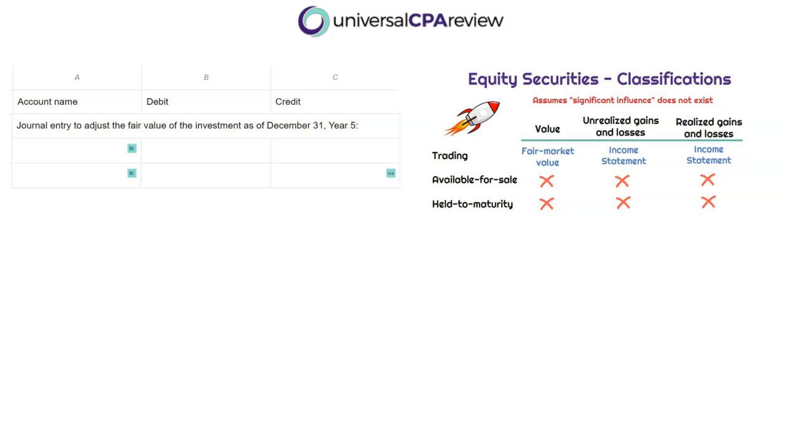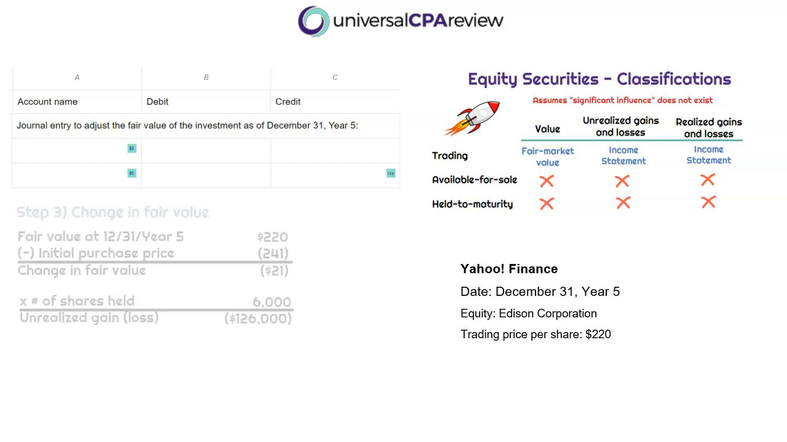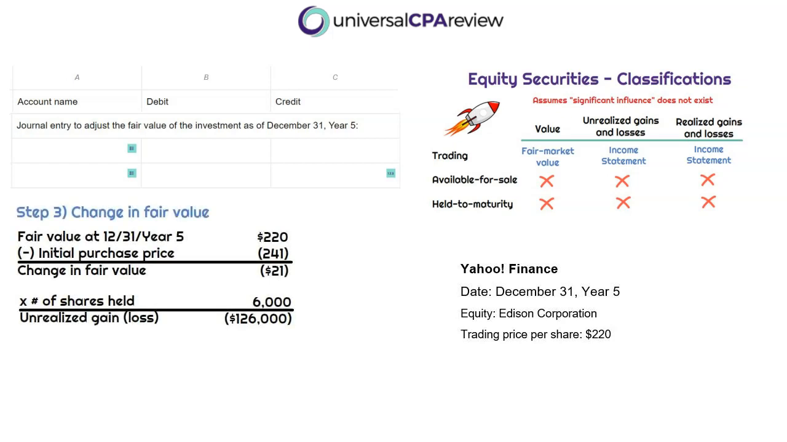So remember how we talked about in the exhibit that the fair value of the stock price at December 31st, year 5 was $220. Well, remember we had purchased it for $241. So that means the change in fair value was $21, and it's a decrease. And we hold 6,000 shares. So that results in an unrealized loss on investment of $126,000, right? So not great for Manti, right? They bought this investment and now they've already lost $126,000. It's an unrealized loss, so it hasn't been realized yet or recognized, but it's not looking good unless the stock recovers.